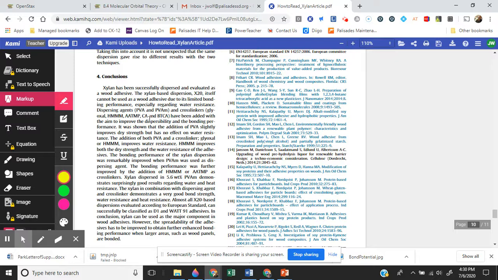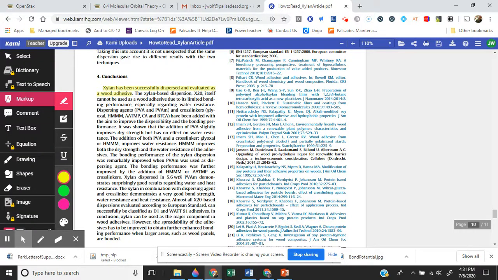Does it appear that the goal of the study was reached? Defend your answer. So the first sentence says, xylan has been successfully dispersed and evaluated as a wood adhesive. Okay, so there's that. And then there's the problem of water resistance, right? Dispersers and crosslinkers were added to improve dispersibility and bonding performance. It shows the addition of this molecule slightly improves the dry strength, but has no effect on water resistance. This molecule and this molecule improve water resistance. This molecule improves the dry strength.